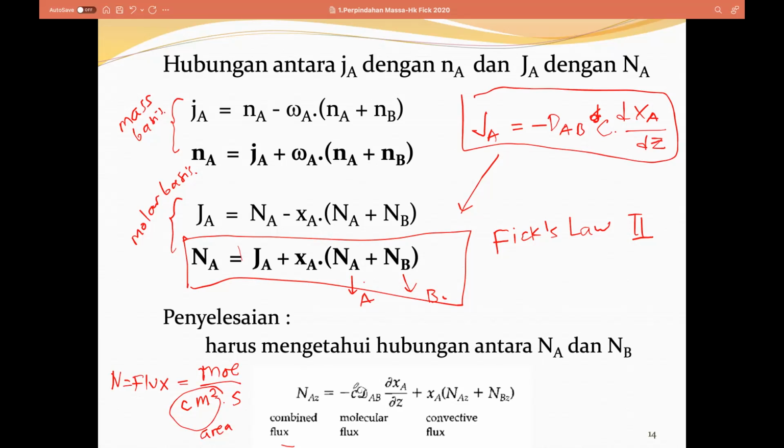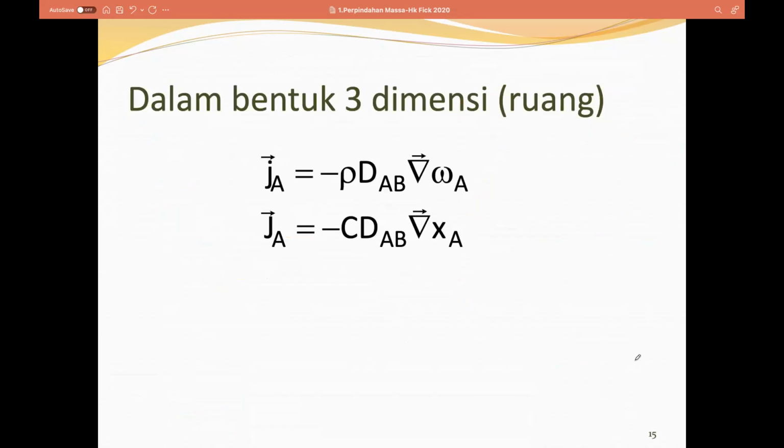This would be equal to the JA. If you want to write JA equal to this one, it is DAB multiplied with the concentration, dXA over dZ, which is called the molecular flux. And then this one is the convective flux. Then you can see what it means. Because there is NA and also NB, you need to know the correlation between NA and NB. What correlation? Maybe I can give some examples.